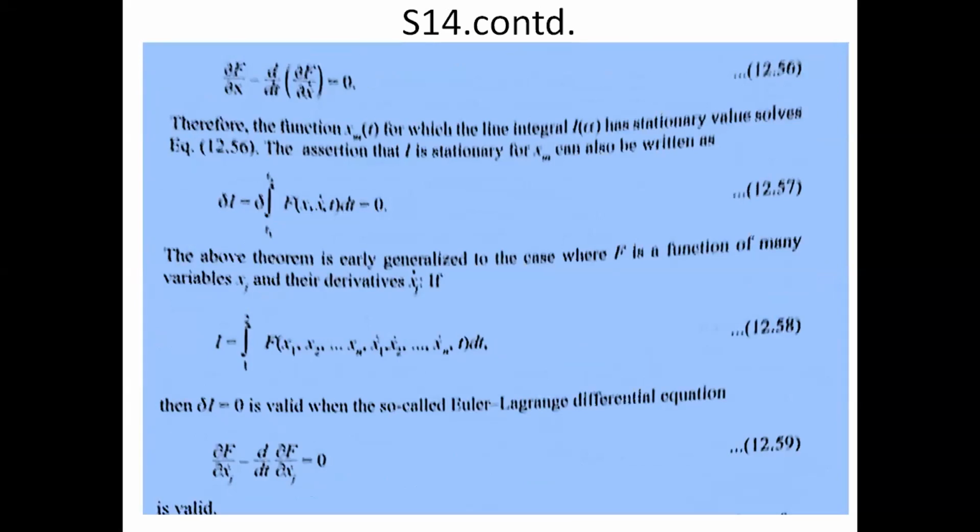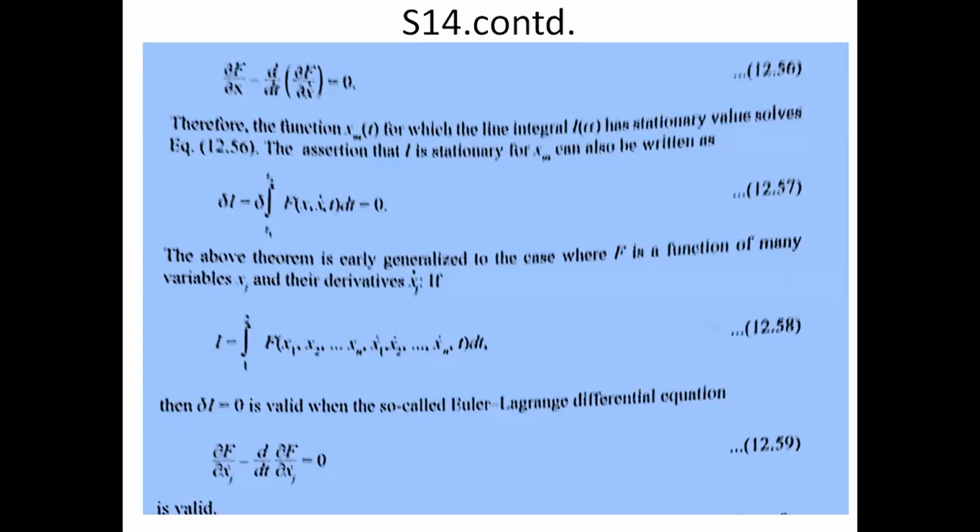So, demanding the stationarity condition of the integral, you can see it effectively reduces to the Euler-Lagrange differential equation. So this is what I have written. Delta of integral I equals 0 is valid when the so-called Euler-Lagrange differential equation is valid.